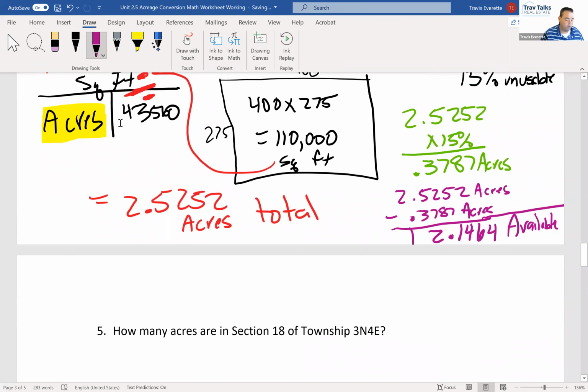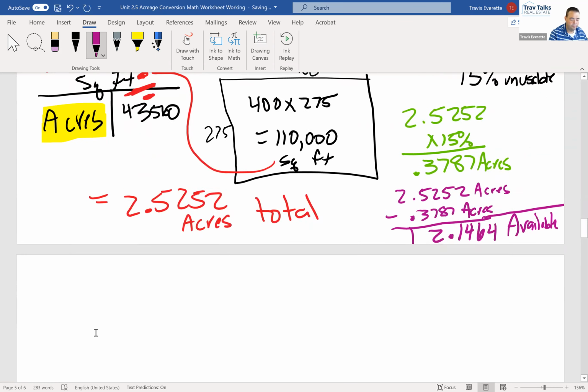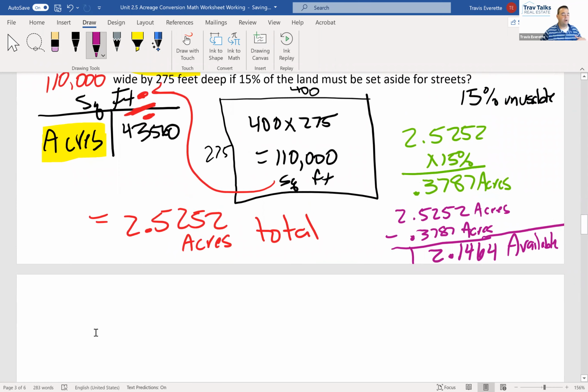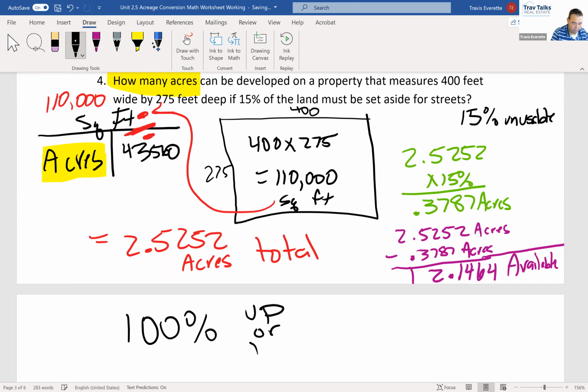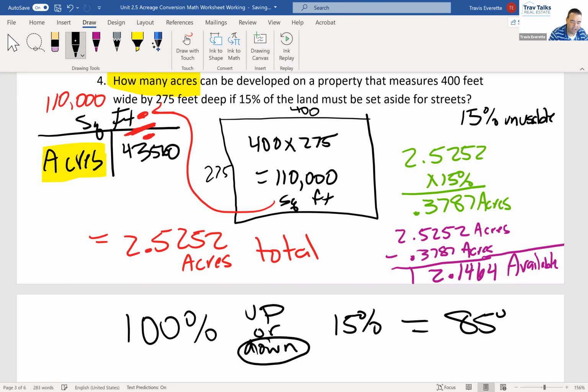Whenever you're quote unquote setting aside or losing a certain percentage of something, think of it as you're always losing it from 100%. You're starting at 100% and you're either going up or down from there. And in this case, we are setting aside, we are losing, we're going down by 15%. So if you go down by 15% from 100%, that equals 85%.